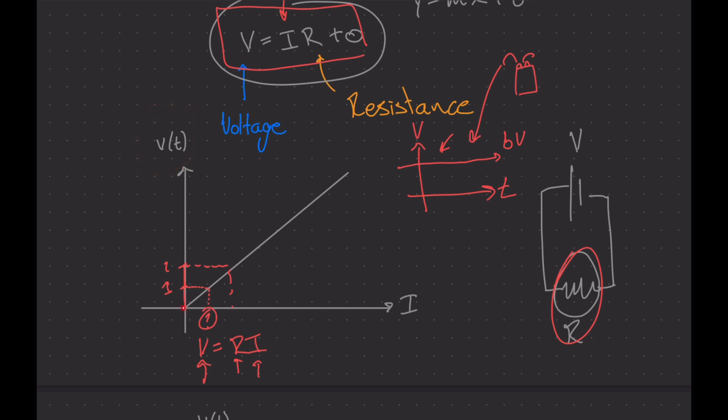Voltage as a function of current. So as I'm changing the current, what happens to the voltage? Or as I change the voltage, what happens to the current? You can kind of interchange the two.